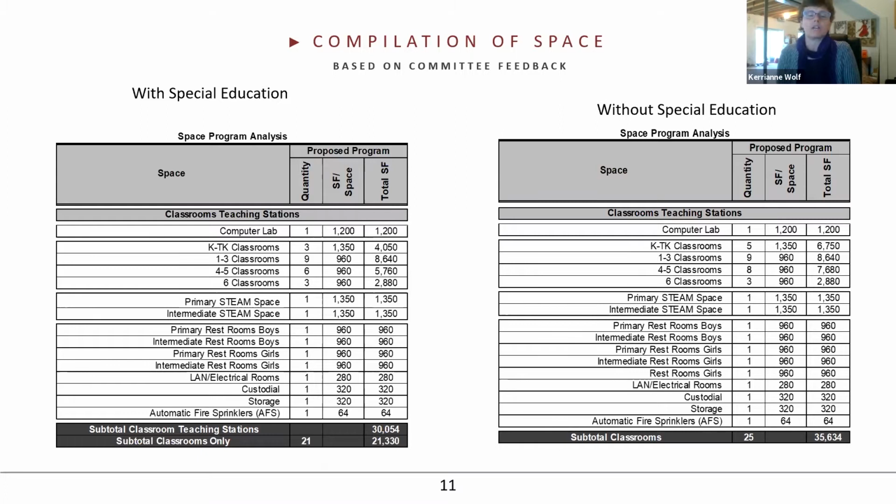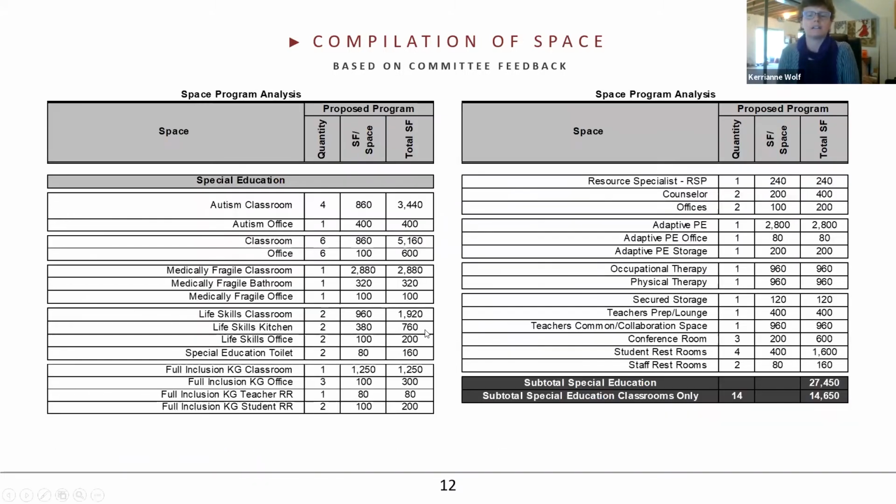It was also suggested to have primary and intermediate restrooms for the boys and girls and have those adjacent to the exterior play areas as well. And then some of the stuff on the bottom there is just general spaces that you would need in any facility, whether it's a school or a hospital or a public building: electrical rooms, custodial space, storage space, and automatic fire sprinklers. So can you go to the next slide, Karen? Thank you.